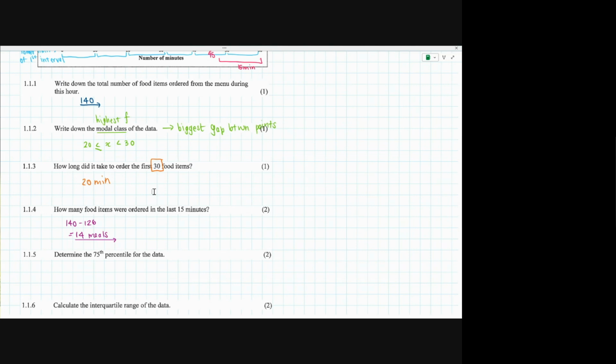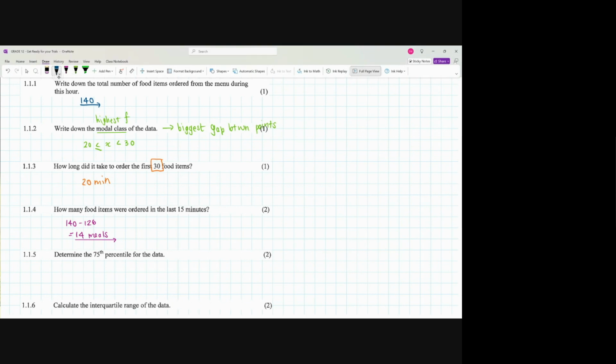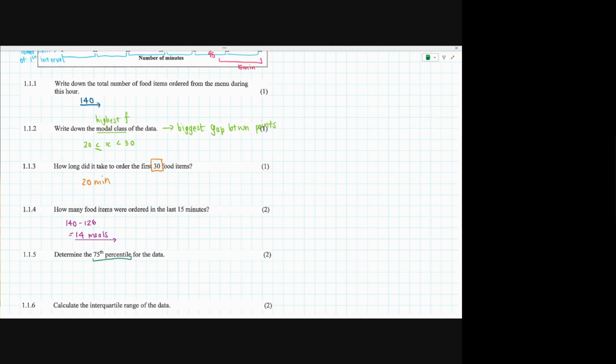Right, 1.1.5 says determine the 75th percentile of your data. Now, what this should be saying to you is that 75th percentile is Q3. 75% of your data is quartile 3. Now, that doesn't make a huge amount of difference, but it is going to help us in the next question. So first thing that we want to do, grade 12s, is we want to work out, if I know that I've sold 140 food items, what is 75% of that? So we want to work out 75% of our total. 75% of 140 is 105 food items.